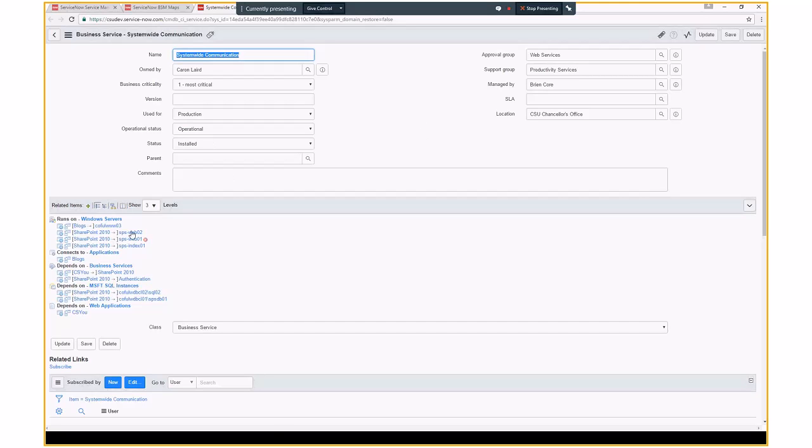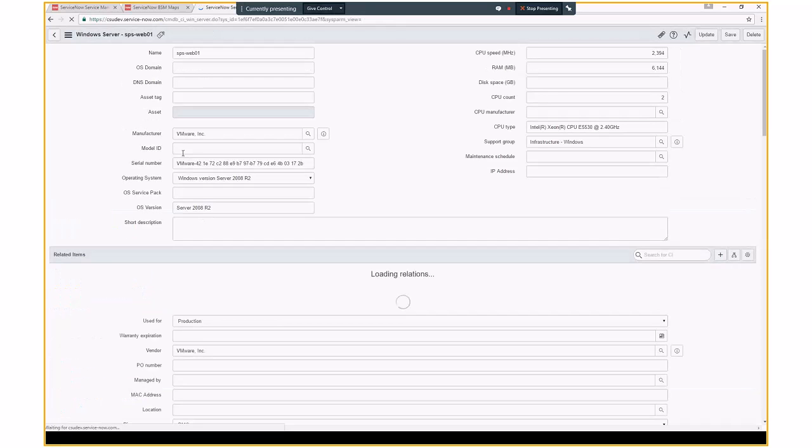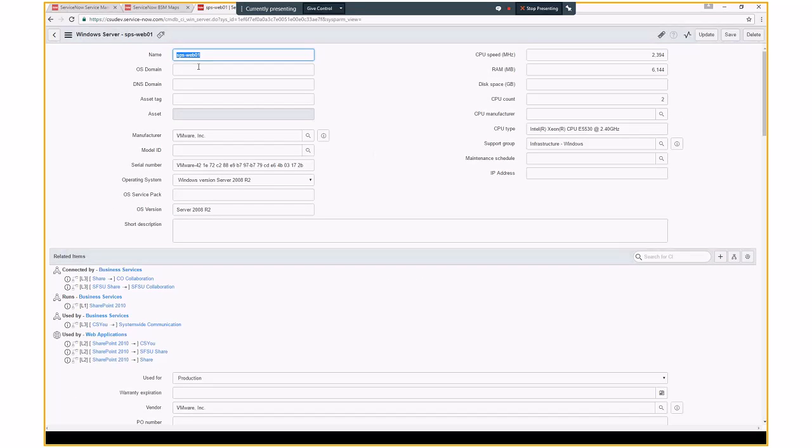If I know that there's a problem with Web01, I can go ahead and click on Web01 and see what other applications or systems or business services could be affected by this outage of Web01. So I click into there, and it'll bring up the Web01 that's within here. I can see that there are other related items in here. To get a better view, I can look at the graphical view of it.